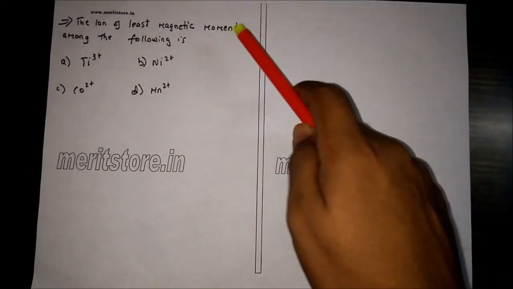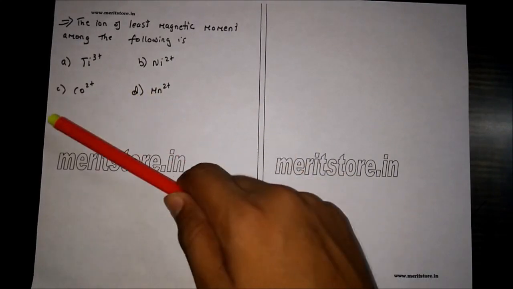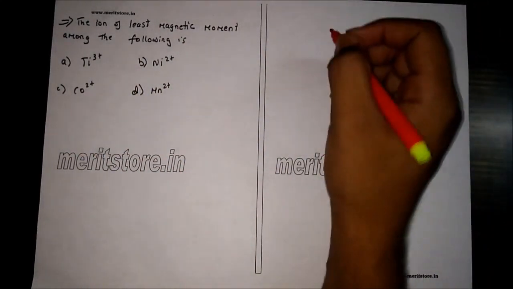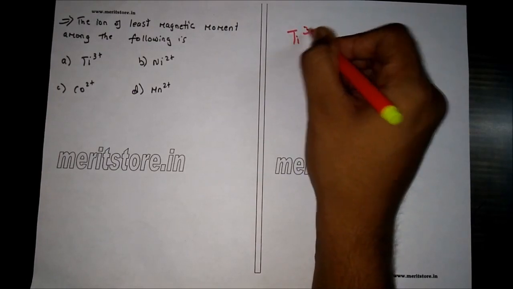The ion of the least magnetic moment among the following is: A. Ti3+, B. Ni2+, C. Co2+, and D. Mn2+. Now let's look at the magnetic moments of all four options.